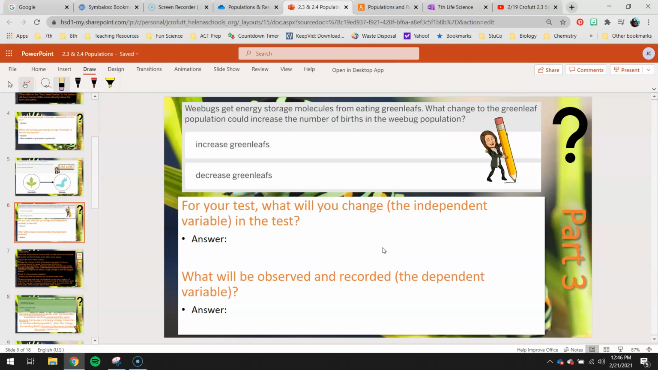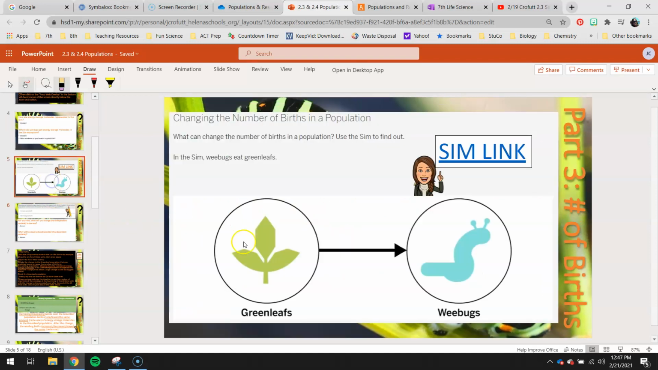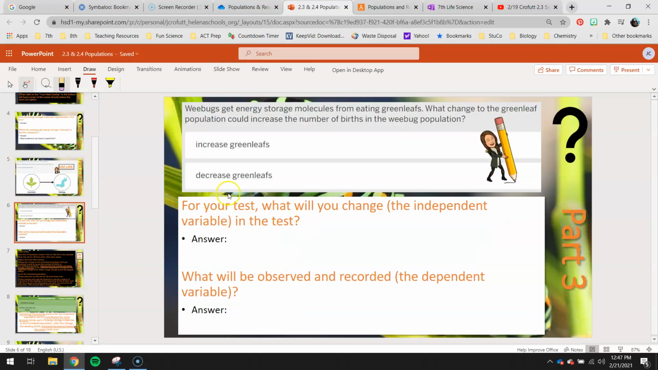To increase your wee bug population, are you guys going to change the green leaves, like it says to do up here, or are you guys going to change the fur bills? In this case, you obviously know that you're going to have to do something to the green leaves, because that's our little food web that we're studying here. So we're going to manipulate this little green leaf. With that being said, are you going to choose to increase them or decrease them? That's your independent variable. That's the thing that, as scientists, you're going to change or manipulate.